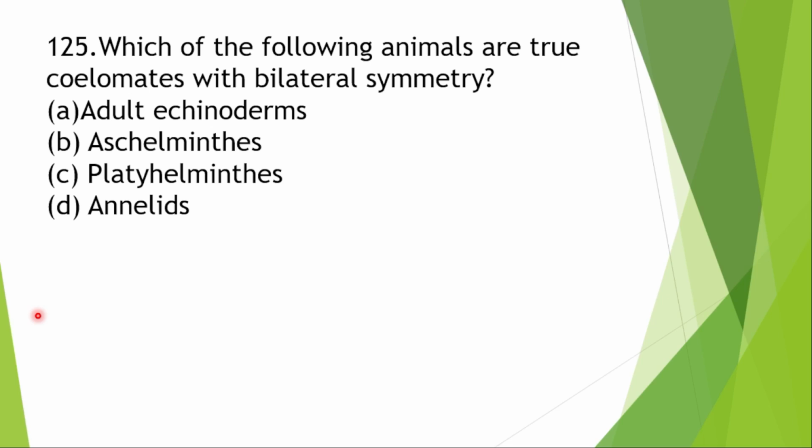125. Which of the following animals are true coelomates with bilateral symmetry? Adult echinodermates, aschelminthes, platyhelminthes and annelids. Here the right option is annelids, D.